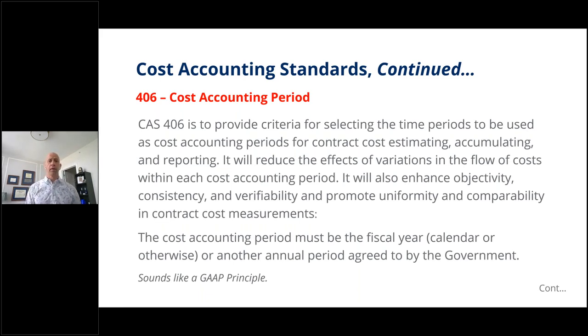If they do not choose the typical fiscal year, there needs to be some other period that's agreed to, another annual period that's agreed to by the government. Quite honestly, I've never seen anybody not have either a calendar year or the typical fiscal year of October 1st to September 30th.